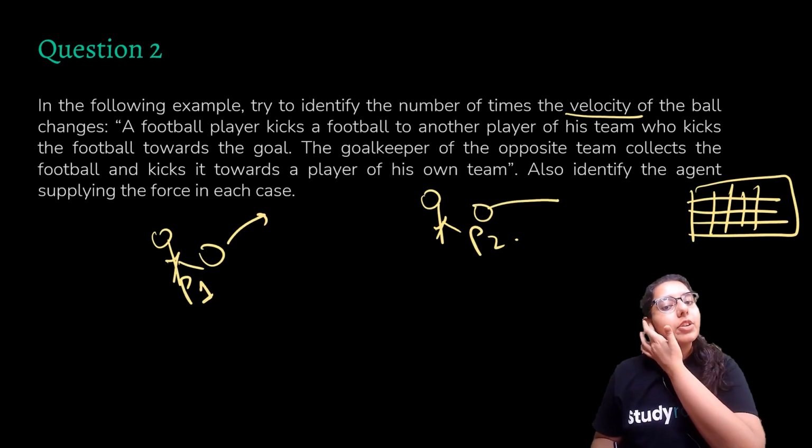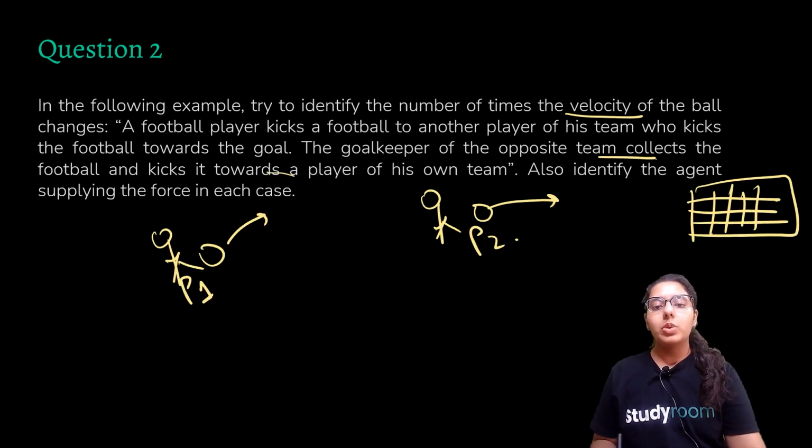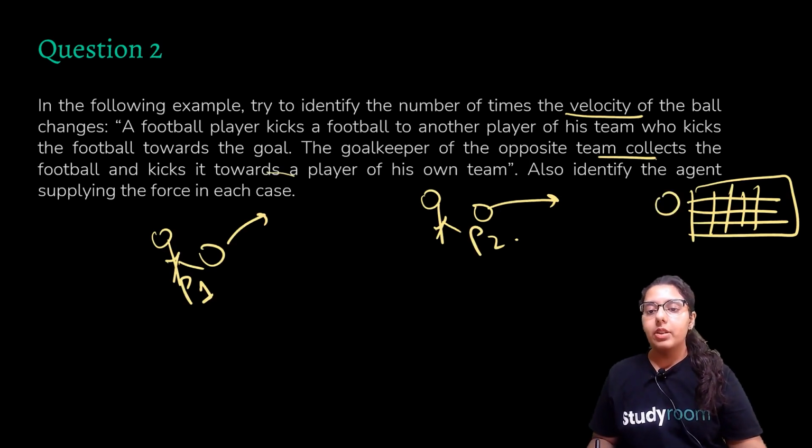And he kicks the football to the goal, okay? Now the goalkeeper of the opposite team collects the football and kicks it towards a player of his own team. Now this is the goalkeeper. He's saying, okay, you want to hit it? I'll not let you hit the goal. So he stops the ball.